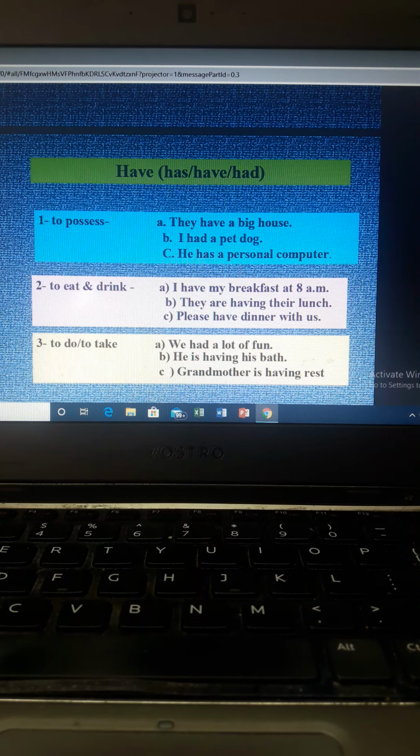Then in terms of eat and drink, this is again very simple. I have my breakfast at 8 a.m. Over here, have is the verb, but over here it signifies eating and drinking, or having lunch or having dinner. This means to consume something.